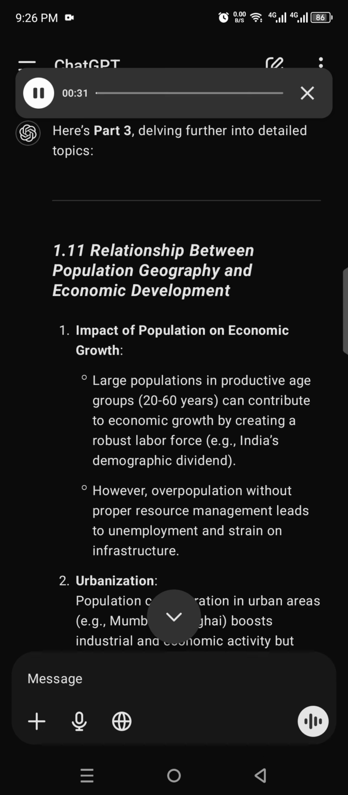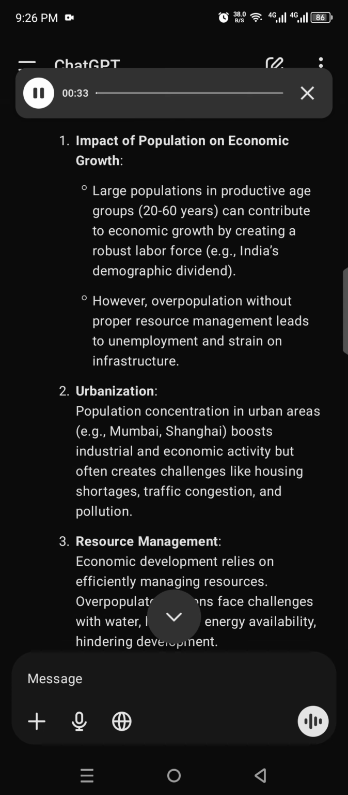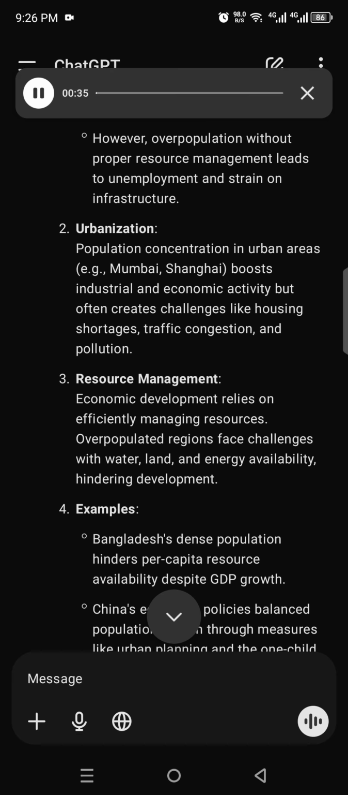2. Urbanization. Population concentration in urban areas, e.g., Mumbai, Shanghai, boosts industrial and economic activity, but often creates challenges like housing shortages, traffic congestion, and pollution. 3. Resource management. Economic development relies on efficiently managing resources. Overpopulated regions face challenges with water, land, and energy availability, hindering development.